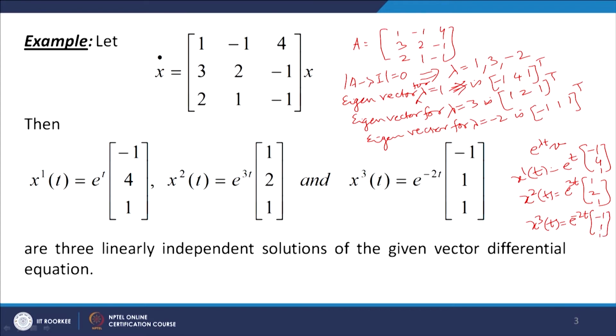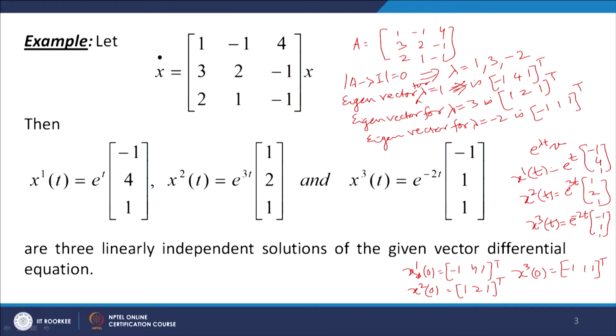These three solutions x1(t), x2(t), x3(t) of the vector differential equation are linearly independent, because their values at t equal to 0, x1(0) is (-1, 4, 1), x2(0) is (1, 2, 1), x3(0) is (-1, 1, 1), are linearly independent.